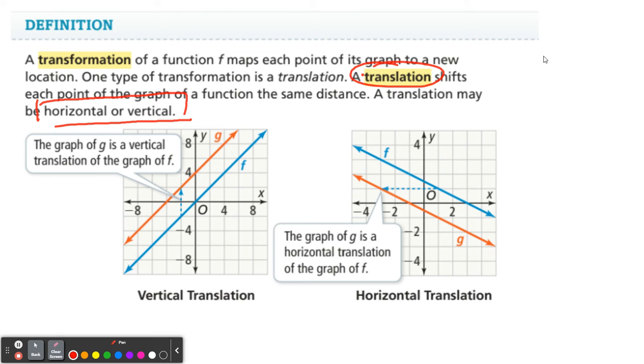So here, they're expressing a vertical translation. In this vertical translation, all of g's points are up 2 compared to, actually they're up 4 because of the way they're counting, up 4. And over here, this is a horizontal translation. For the red line g, all of its points are 1, 2, 3, 4 units to the left. So again, a vertical translation and a horizontal translation.